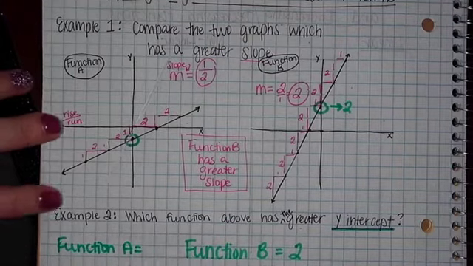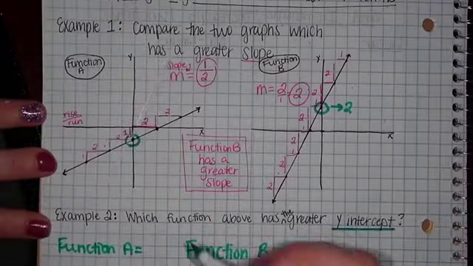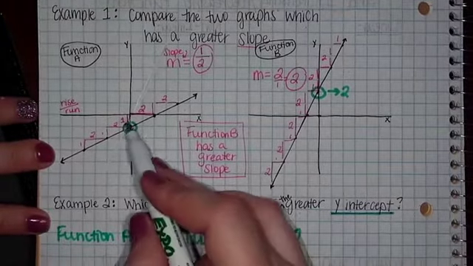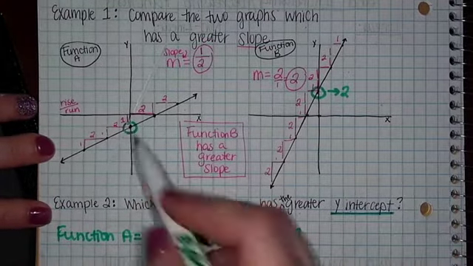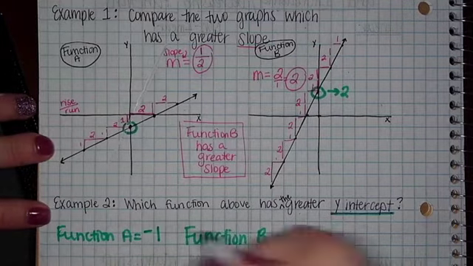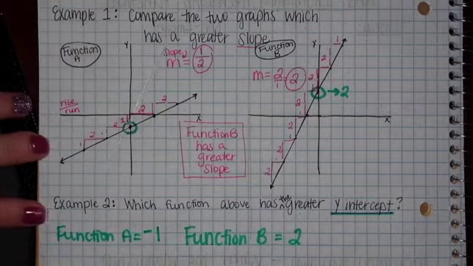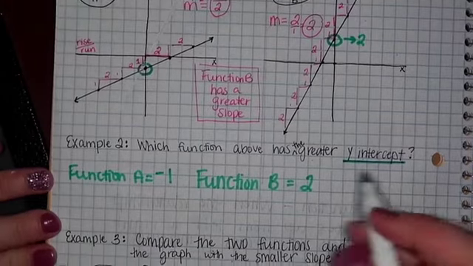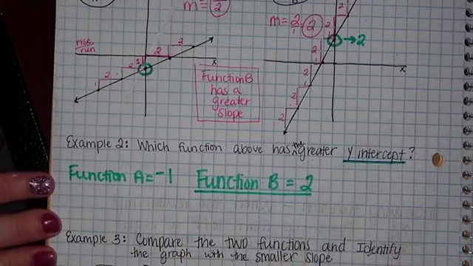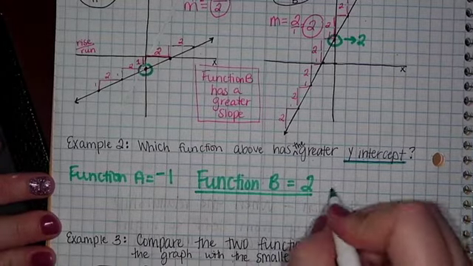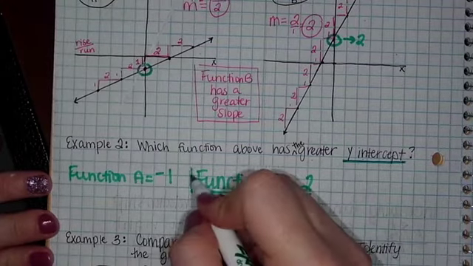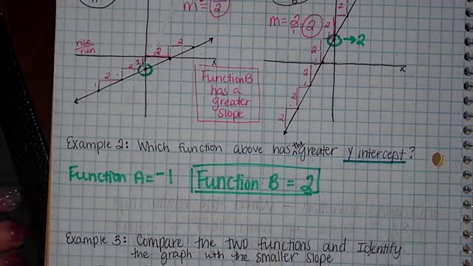And then function A has a y-intercept of -1. I've been writing through, but that's okay, I've already finished that one. It asked for the greater y-intercept again. So B happens to have the greater y-intercept, so B would be our answer.